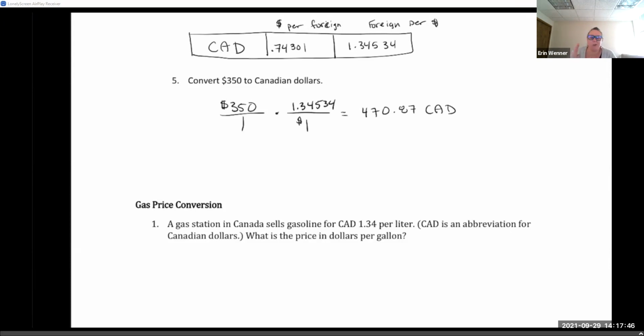So you always want to think about, what am I canceling out, right? And whatever you're canceling out is what you need to make sure is in the denominator. And again, the per is meaning division. So look at what value comes after per. If that's what you're trying to cancel out, that's the column you want to choose. If you had chosen column 1, you would have been taking US times US over Canadian, and that's not going to cancel out what you're trying to get rid of.